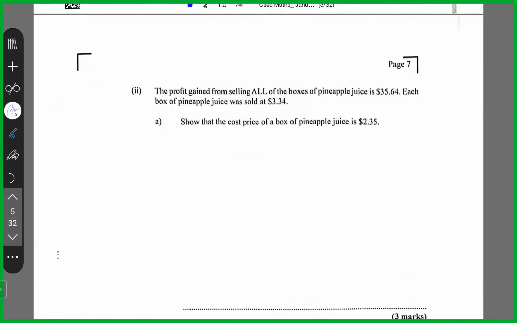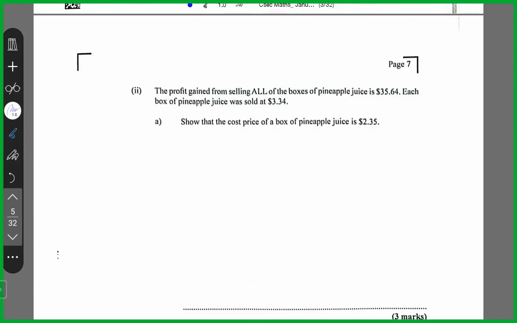Now, the profit gained from selling all of the boxes of pineapple juice is $35.64. Each box of pineapple juice was sold at $3.34. In other words, that is the selling price. We're to show that the cost price of a box of juice is $2.35.